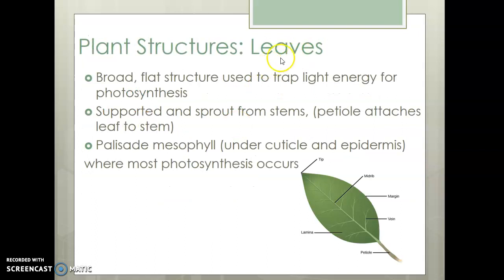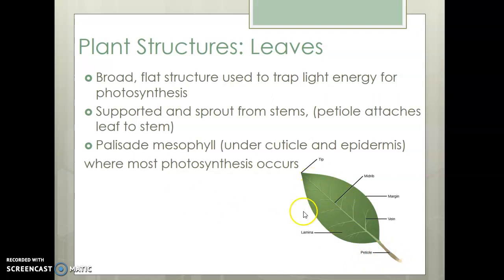So let's start with leaves when we're studying plant structures. Leaves are broad and flat, so that they have a lot of surface area to trap light energy to do photosynthesis. Without leaves, plants can't do photosynthesis. They're supported and they sprout from the stems. Every leaf is connected to the plant stem by this structure called a petiole. A petiole is where the leaf attaches to the stem.